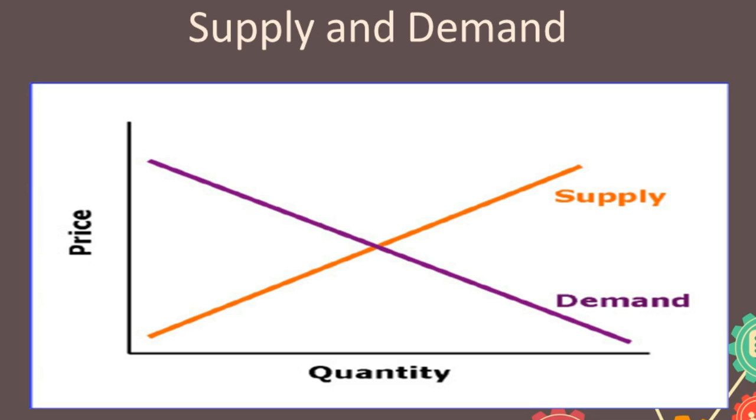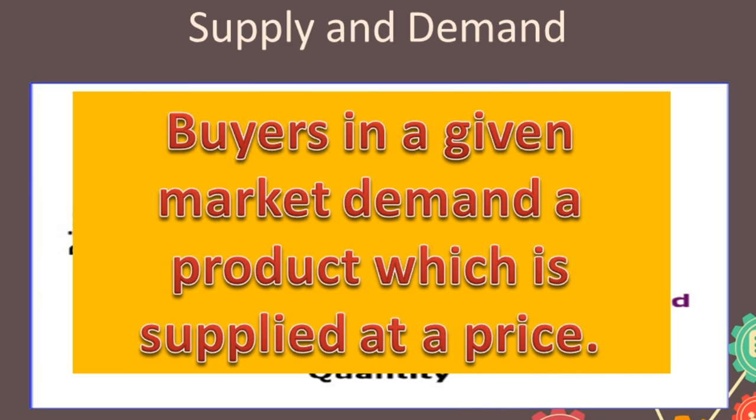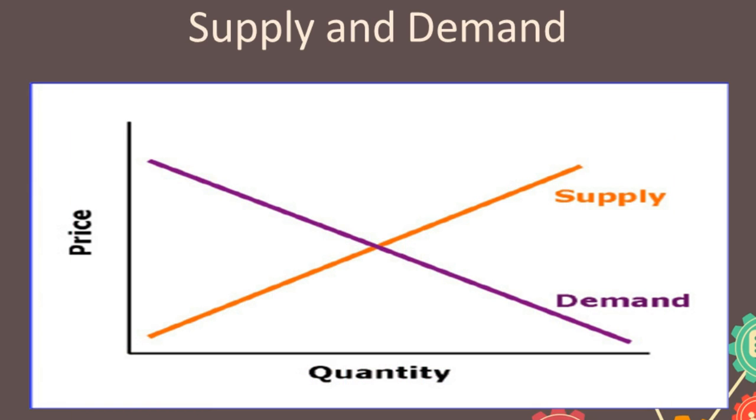What is a supply and demand curve? Essentially, buyers in a given market demand a product which is supplied at a price. Buyers acting in a market are supplied with products at a particular price. So we have what are known as supply and demand curves.